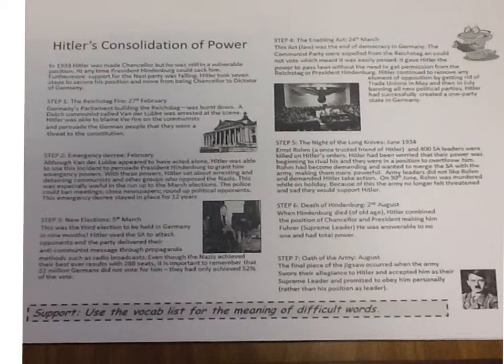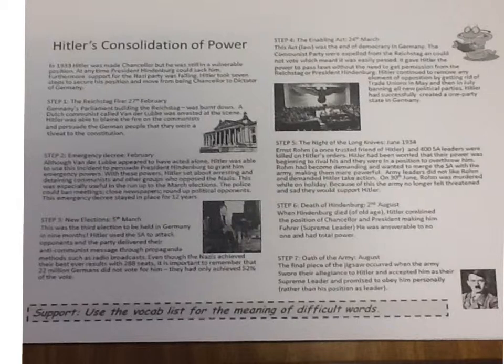Step 4. The Enabling Act. This act was the end of democracy in Germany. The Communist Party were expelled from the Reichstag and could not vote, which meant that the law was passed easily. It gave Hitler the power to pass whatever laws he needed and did not need permission from the Reichstag or the president. Hitler continued to remove any element of opposition, getting rid of the trade unions in May, and then in July totally banning any other political party.